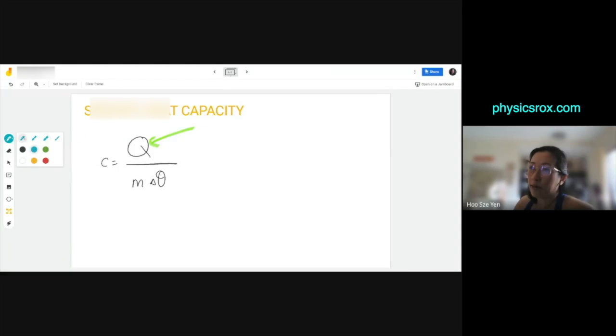So let me write here. This is the heat energy that we will supply, or absorb, but never mind, we think about supply first. The heat energy that is being supplied. Okay, M this time is the mass. Mass of what? Mass of the object.